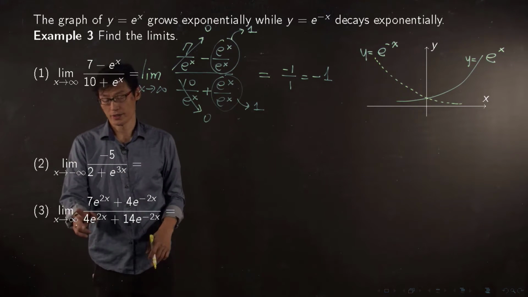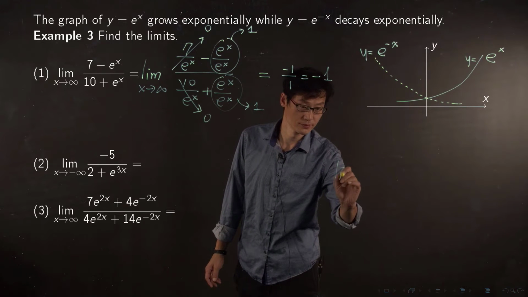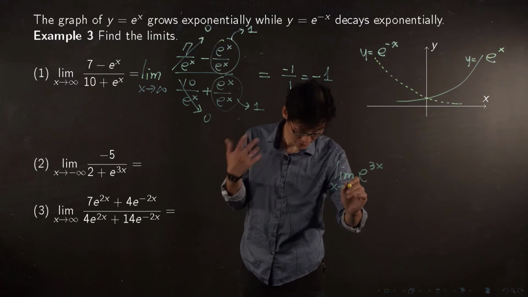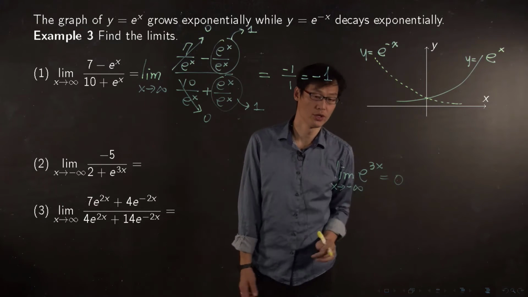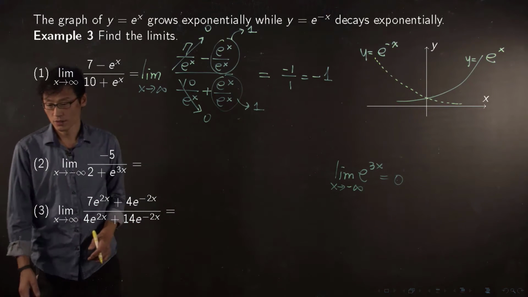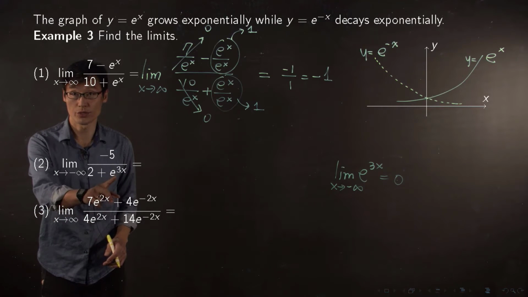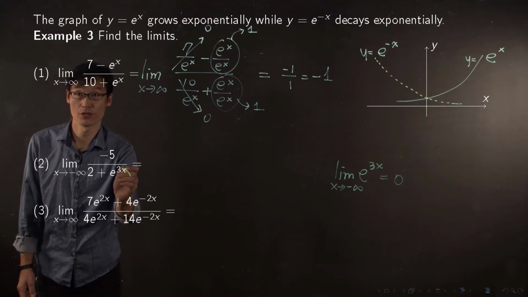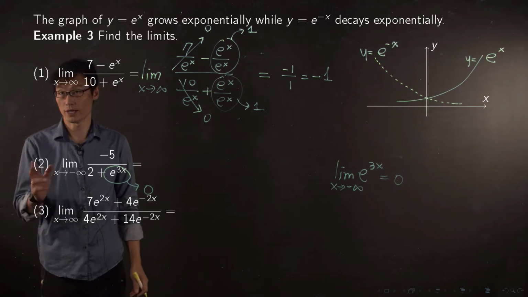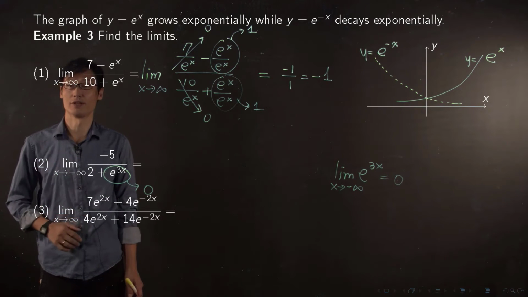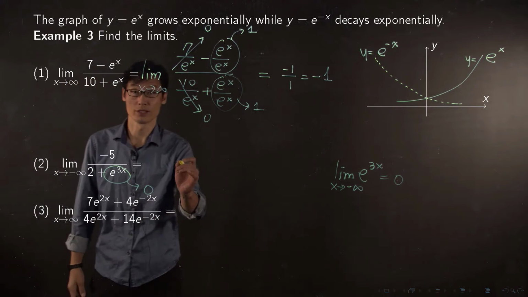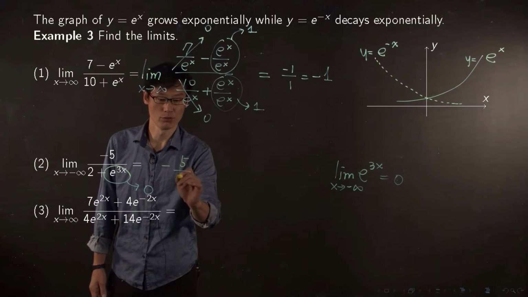Actually, the limit of e to the 3x as x tends to negative infinity is just 0. So we can use this directly to find the limit. The limit of e to the 3x is just 0, so this expression will be very small as x tends to negative infinity. So basically, we have some fixed number, negative 5 over 2. And that's it, negative 5 over 2.